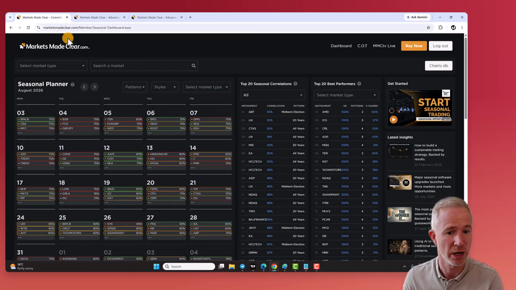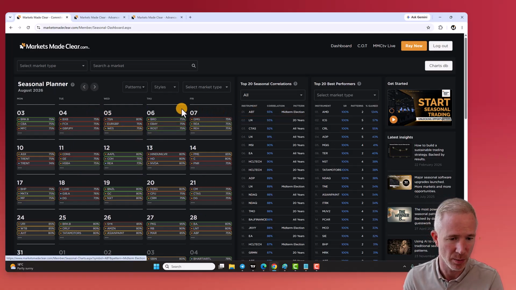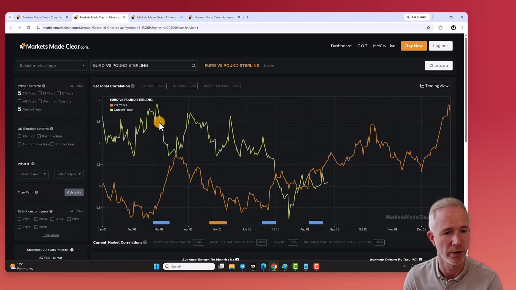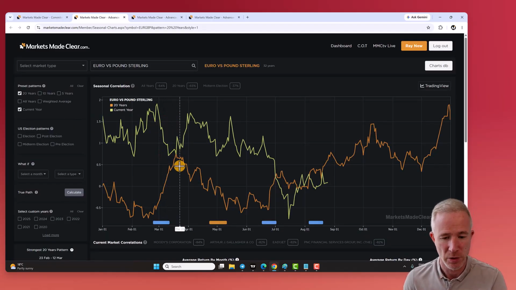However, if we take a look at a different market, correlations are all over the platform. You can see here within the planner, green, just like we just saw in Abbott Laboratories, is a strongly correlated market with a known pattern. Red indicates that it's not seasonally correlated with a known pattern. Let's take a look. We've got euro pound here, and you can see not only is it not correlated, it's actually inversely correlated.